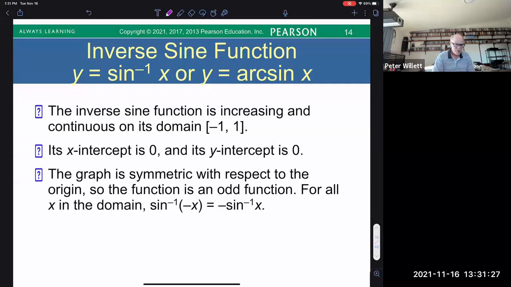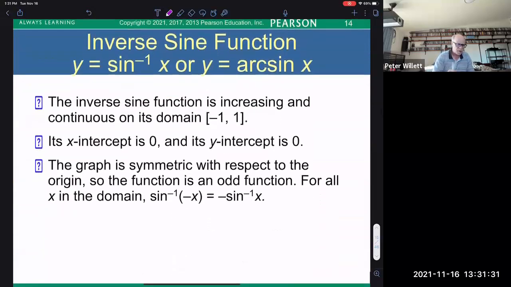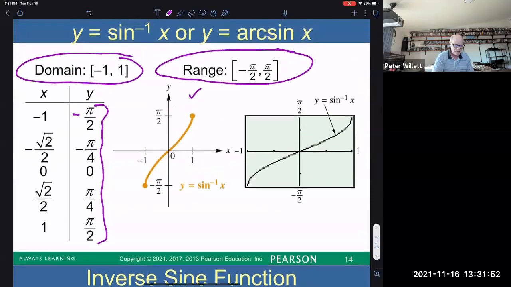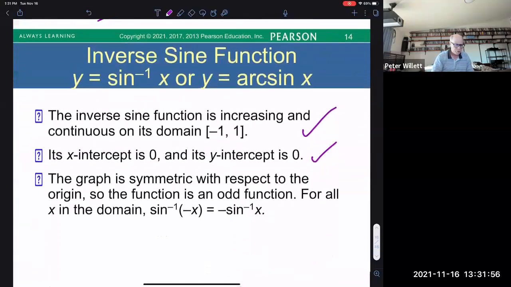So properties, you can see now that we're looking at this nice picture of the inverse sine function, and what it looks like is that it's increasing and continuous on its domain, which is from -1 to 1. It's going up and up in value all along the way. The x-intercept is 0 and the y-intercept is 0, just graphical properties when you're looking at a graph, not even knowing where it comes from, but just looking at the graph. And that the graph is symmetric with respect to the origin.